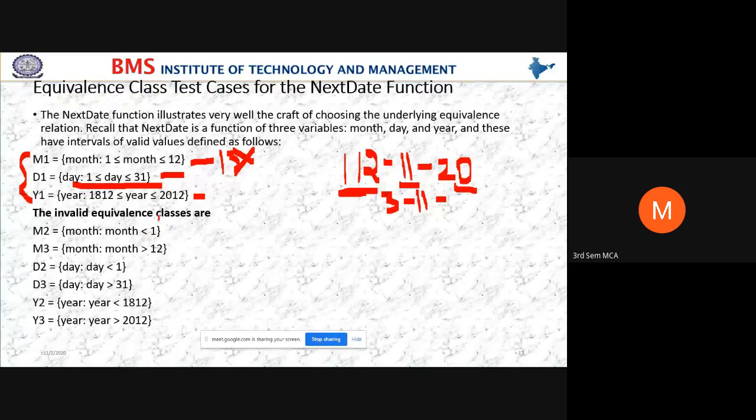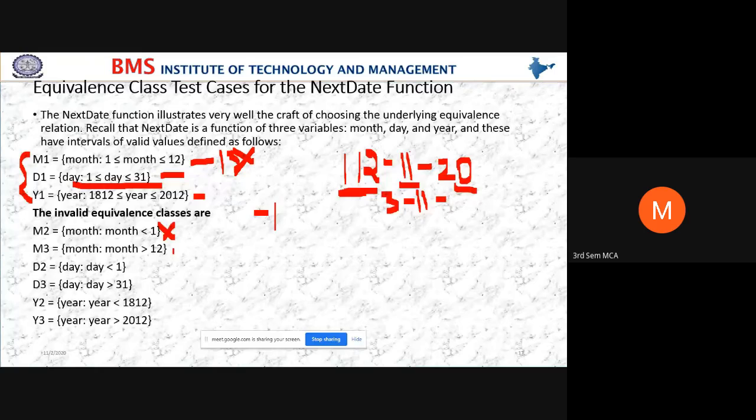Is it true? Do we have any month value less than 1, students? Less than 1 means minus 1 only, no? See, the first month is January. Do we have any month less than January? Do we have any month which is starting from 0? No. So it is invalid. Is it invalid or valid, students? Respond. It is invalid.